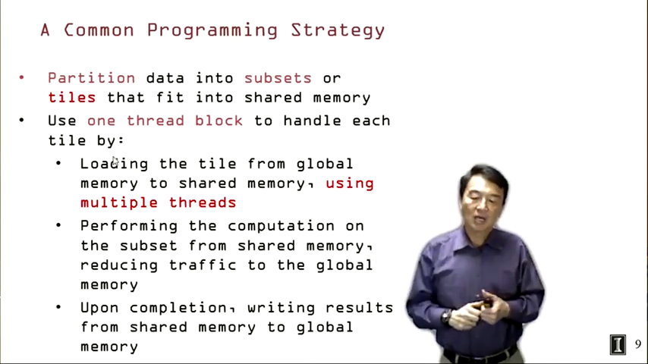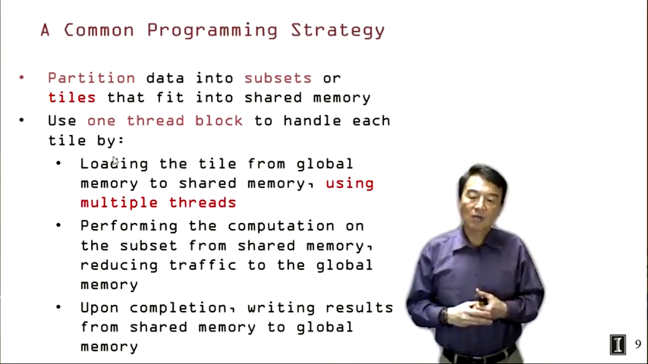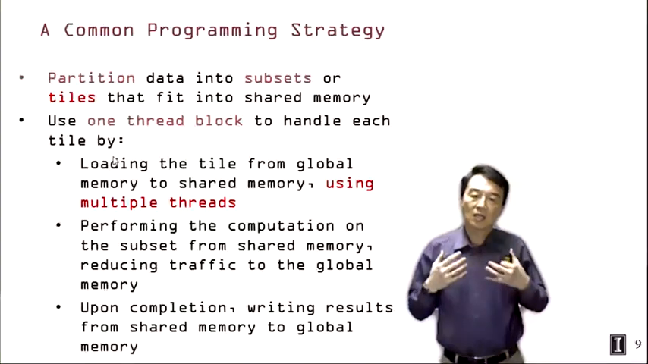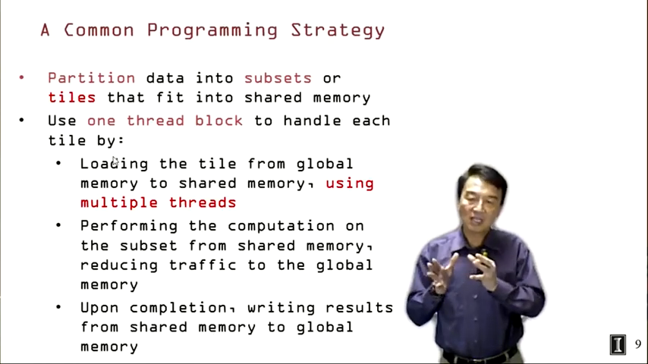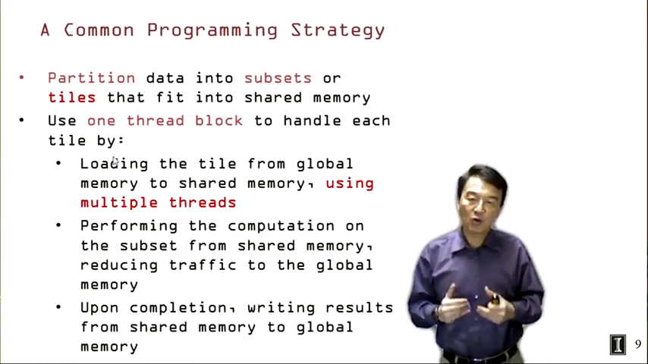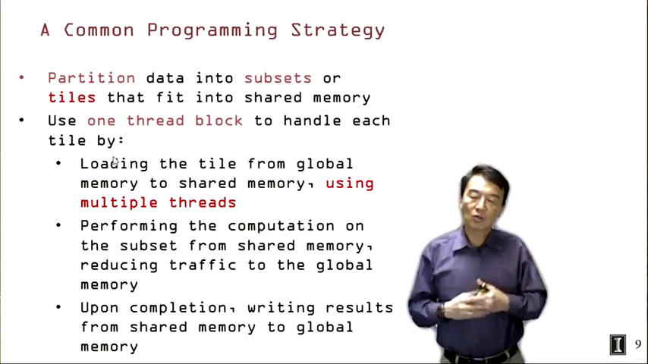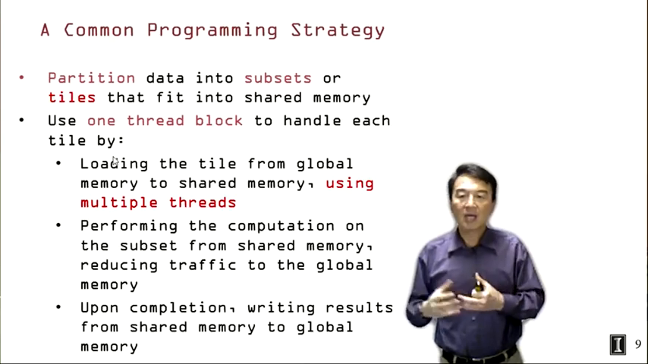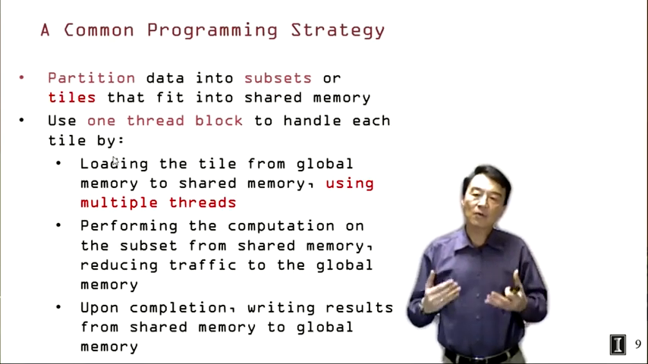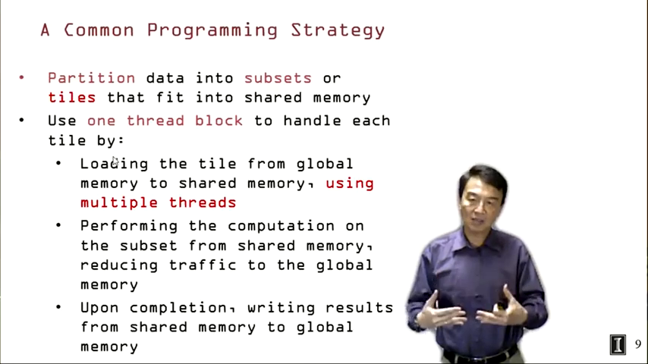And so every time we execute a piece of parallel code, we try to use each thread block to focus on a subset of the data, or a tile of the data, at each point in time. So we would have all the threads in the thread block cooperate and load the tile from global memory into the shared memory. And because we're using multiple threads to load the data, we can do this with a good amount of parallelism. This is called memory level parallelism in the literature.